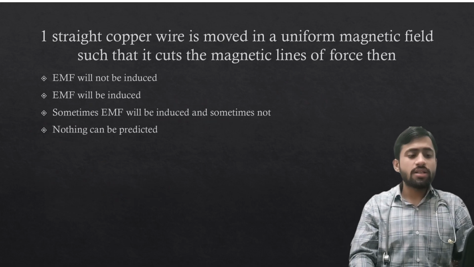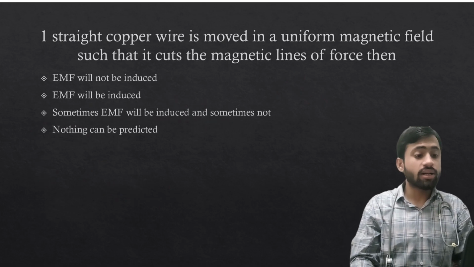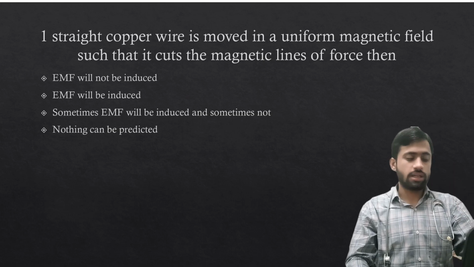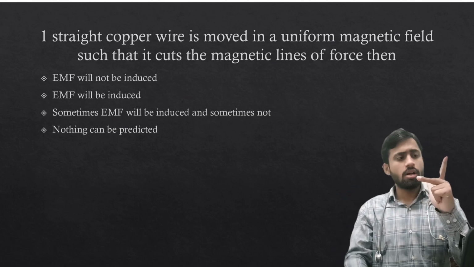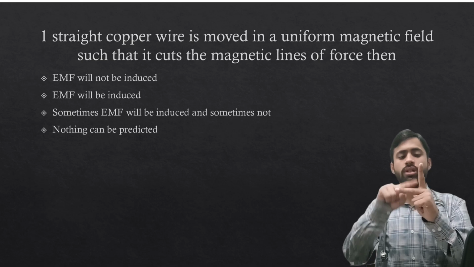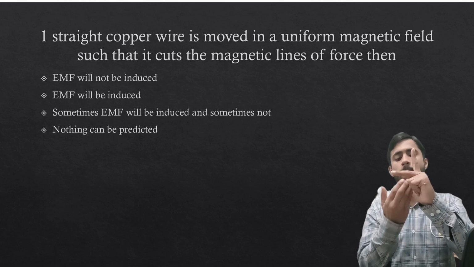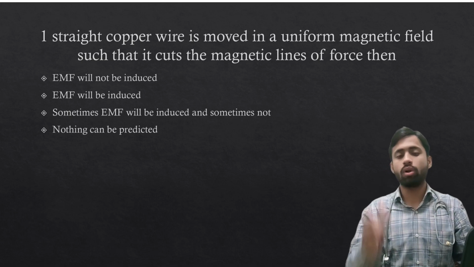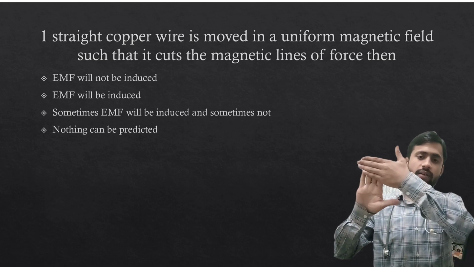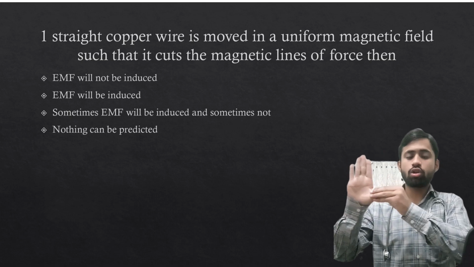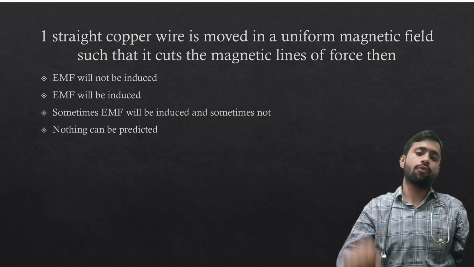One straight copper wire is moved in a uniform magnetic field such that it cuts the magnetic lines of force. Then always remember, these two things should be perpendicular in order to make some force. Fleming's left hand rule: these magnetic field lines and this current should be perpendicular in order to make some force.